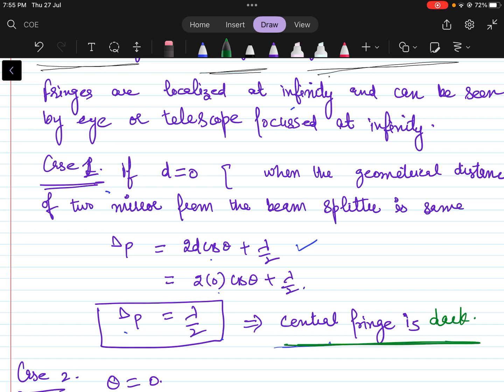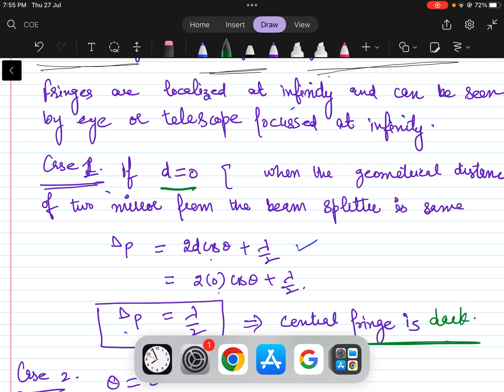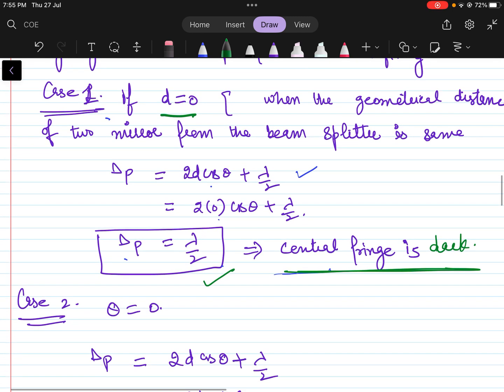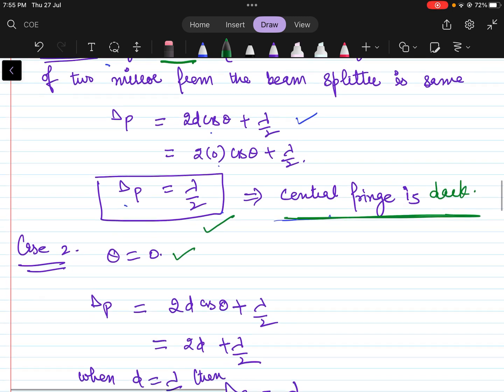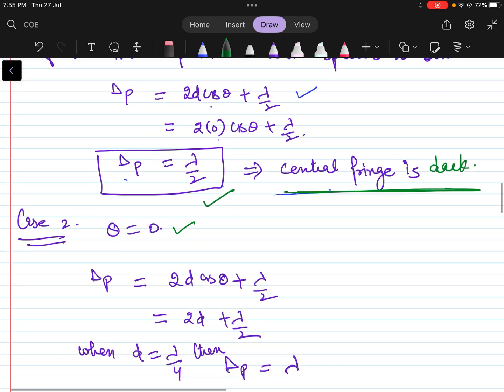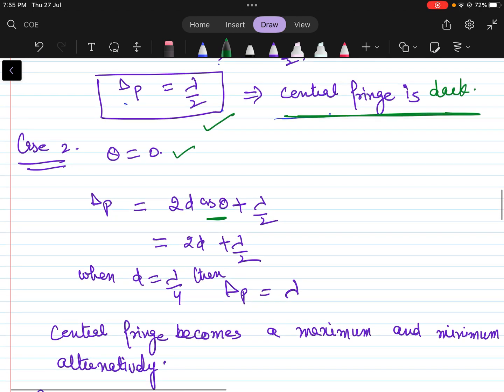Clear? When delta p is equal to lambda by 2, d is equal to 0. That was the first case, d is equal to 0. What about the second case? Theta is equal to 0. When theta is equal to 0, then delta p is equal to 2d cos theta plus lambda by 2, and cos 0 is equal to 1. Then from this we get delta p is equal to 2d plus lambda by 2.